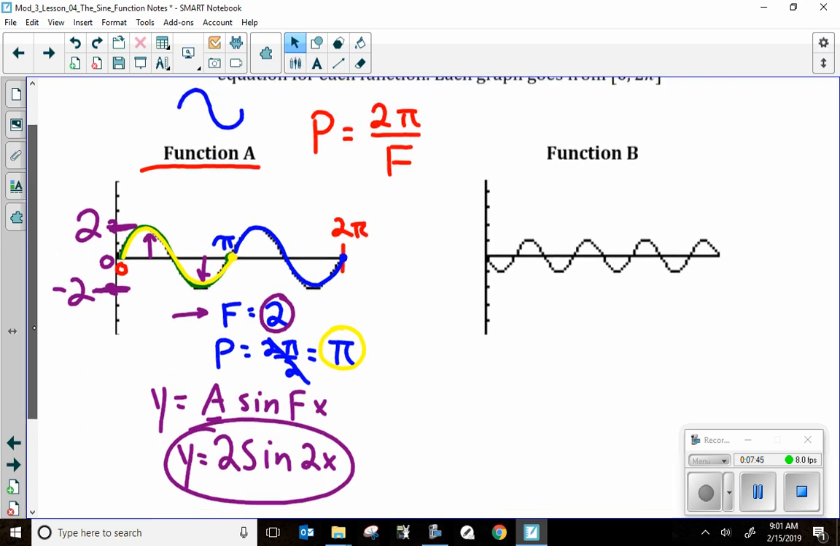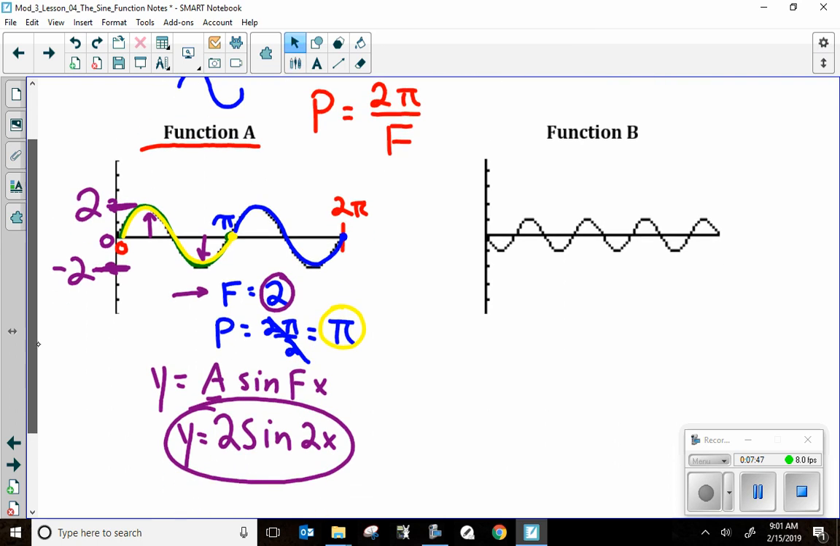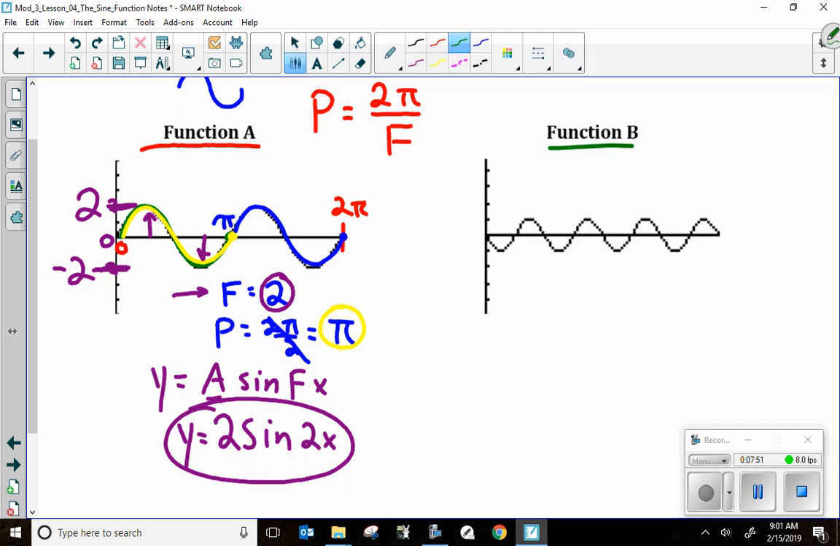Let's take a look at function b. Now, they want us to find the period. Again, period is 2 pi divided by the frequency. So I need to figure out the frequency. How many cycles? Again, these start at 0 and they go to 2 pi. So the frequency is how many sine curves do I see in 2 pi.